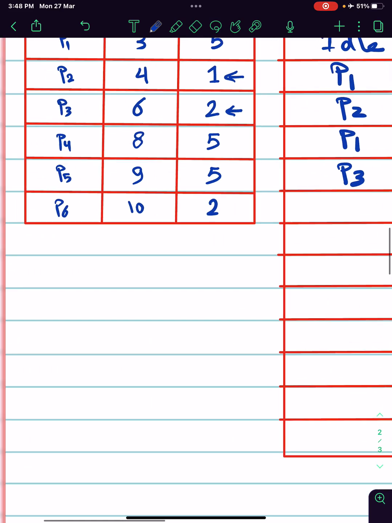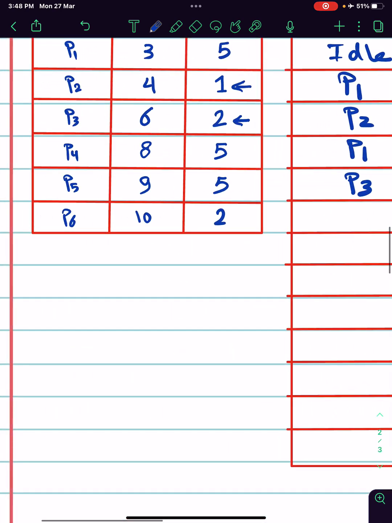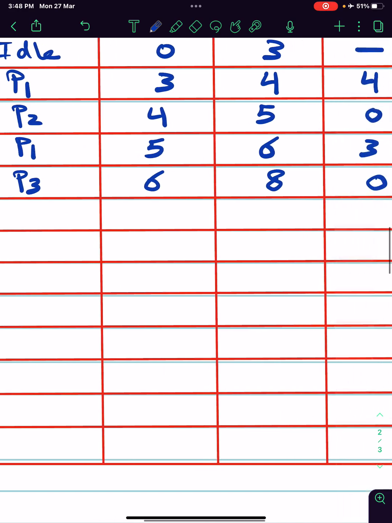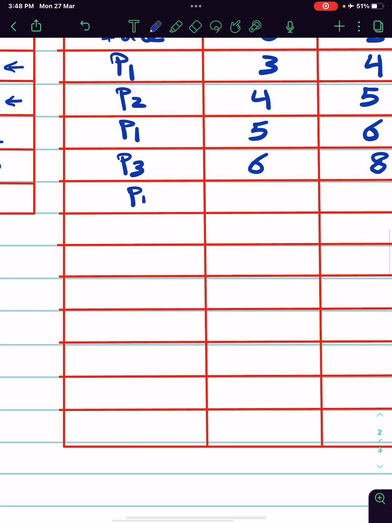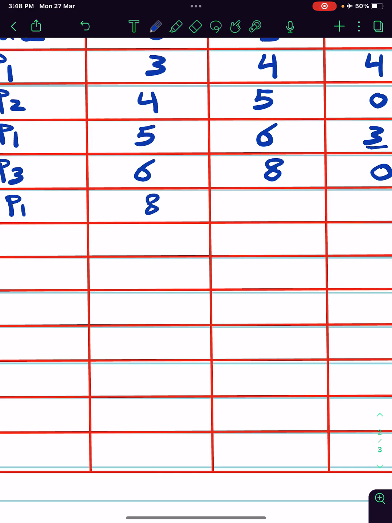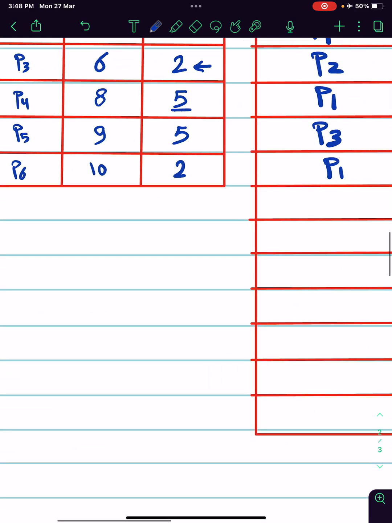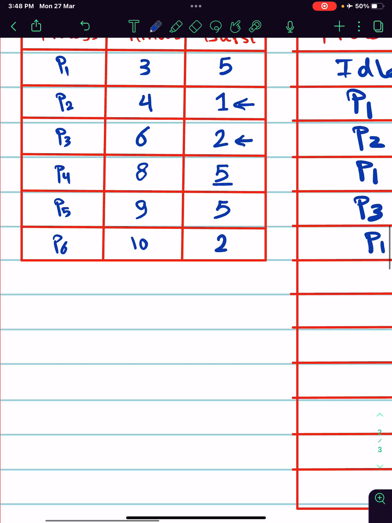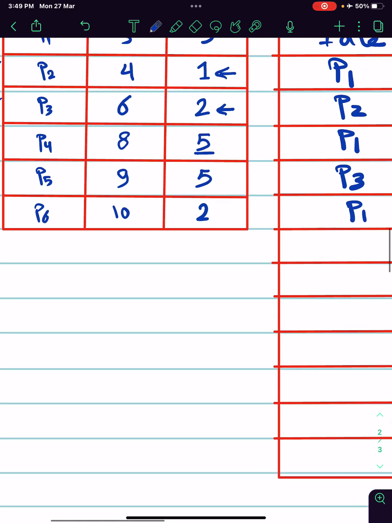At time 8, you have P4, and what's remaining from P1? P4 has a burst of 5, whereas P1 has a remaining time of 3. So now P1 has a chance to finish. It's going to work from 8 all the way to 11, and P1 is finally done. Now at time 11, all of them are there. A reminder, P1 is done, P2 is done, and P3 is done. What's remaining is P4, P5, and P6. As you can see, P6 has a shorter time, correct?